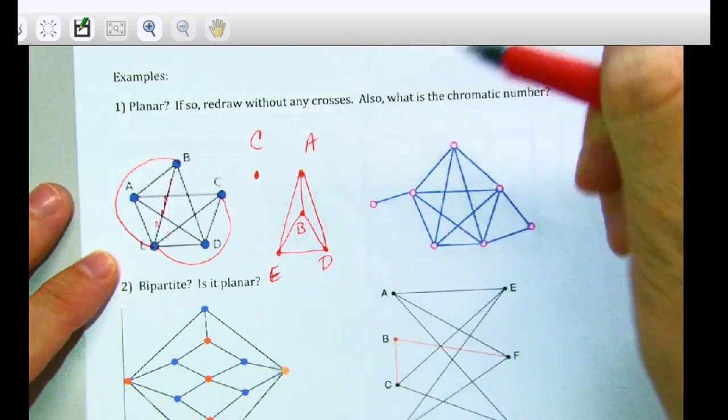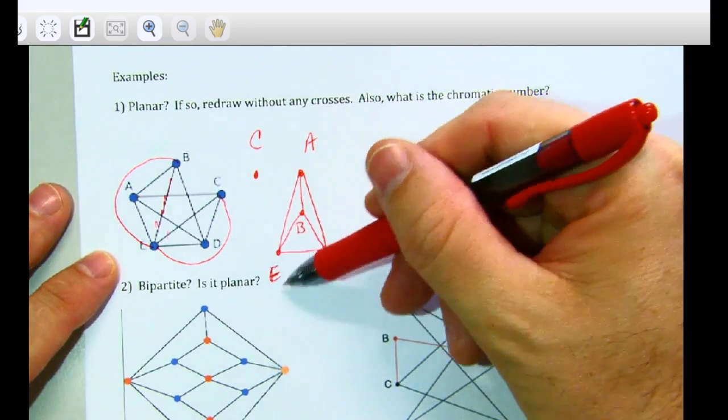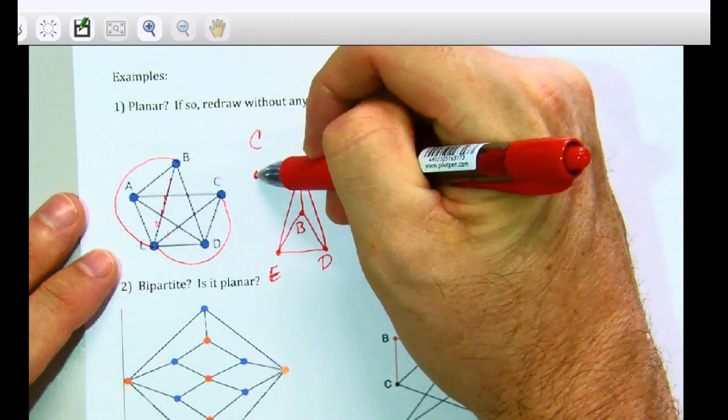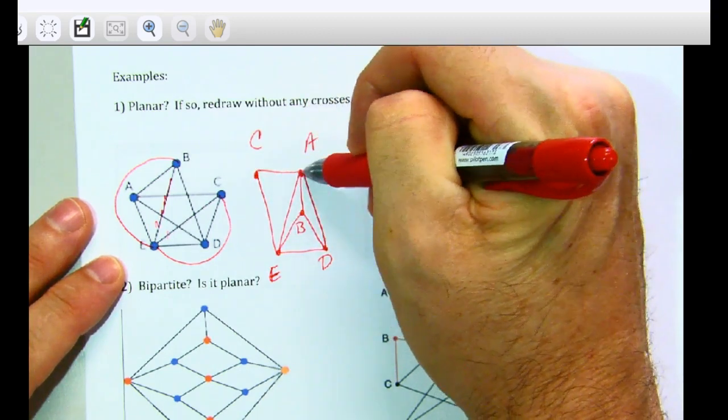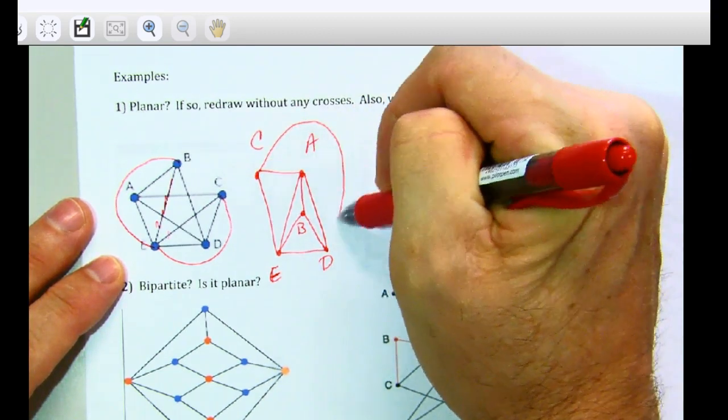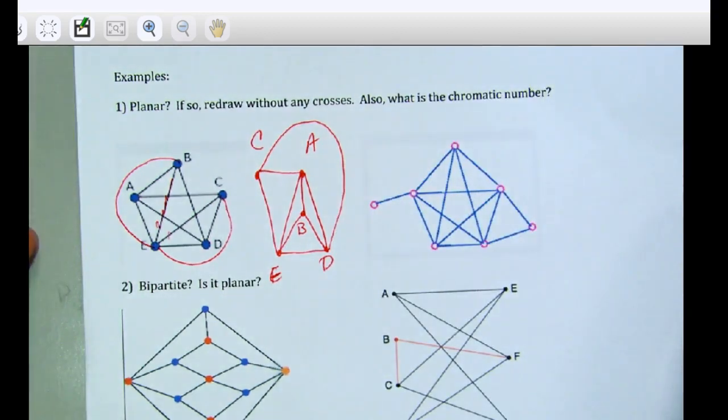And so what I do then, I made a mistake on that. I hope you got that. So then I got this here. This is C. C is connected to E. C is connected to A. And C is connected to D.